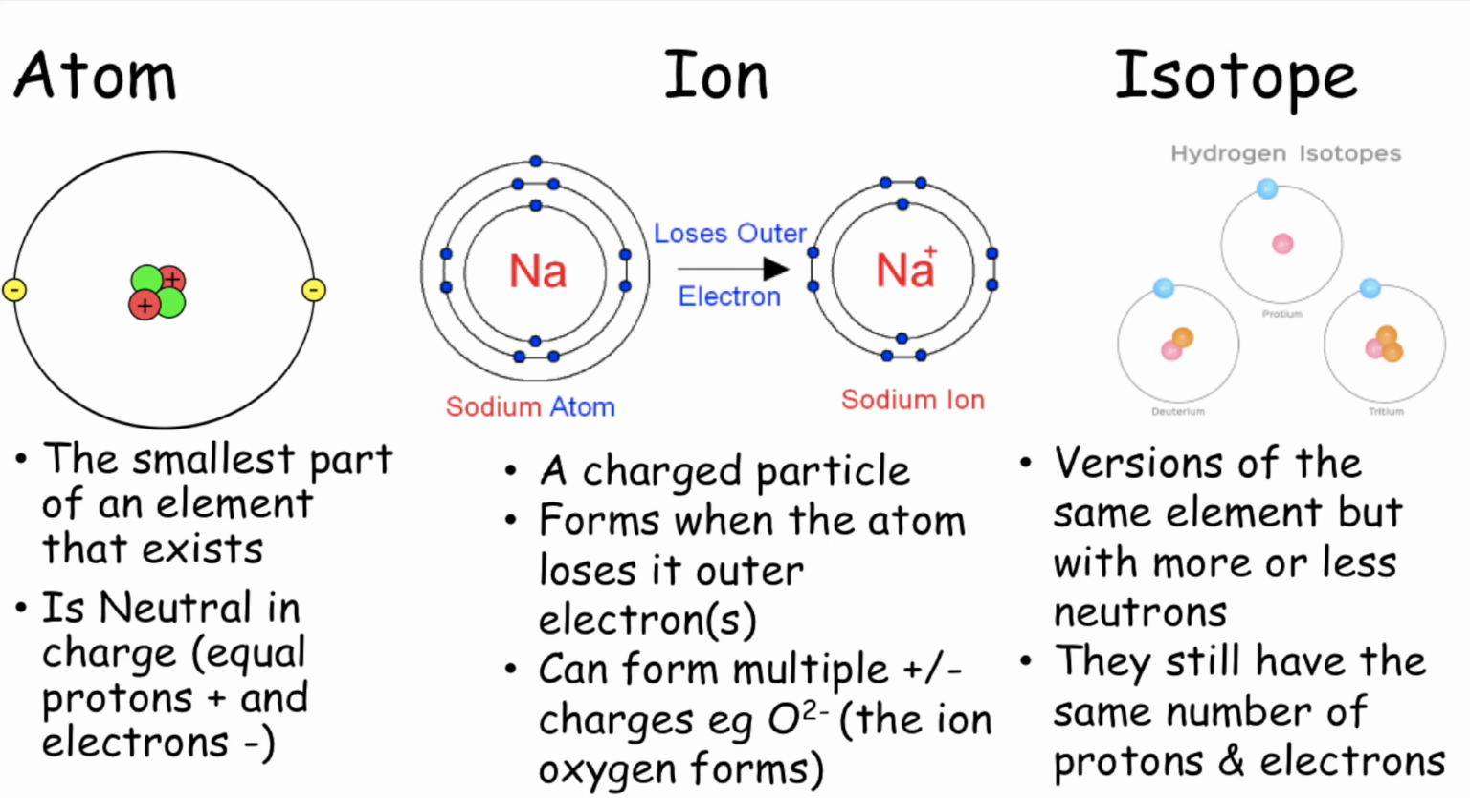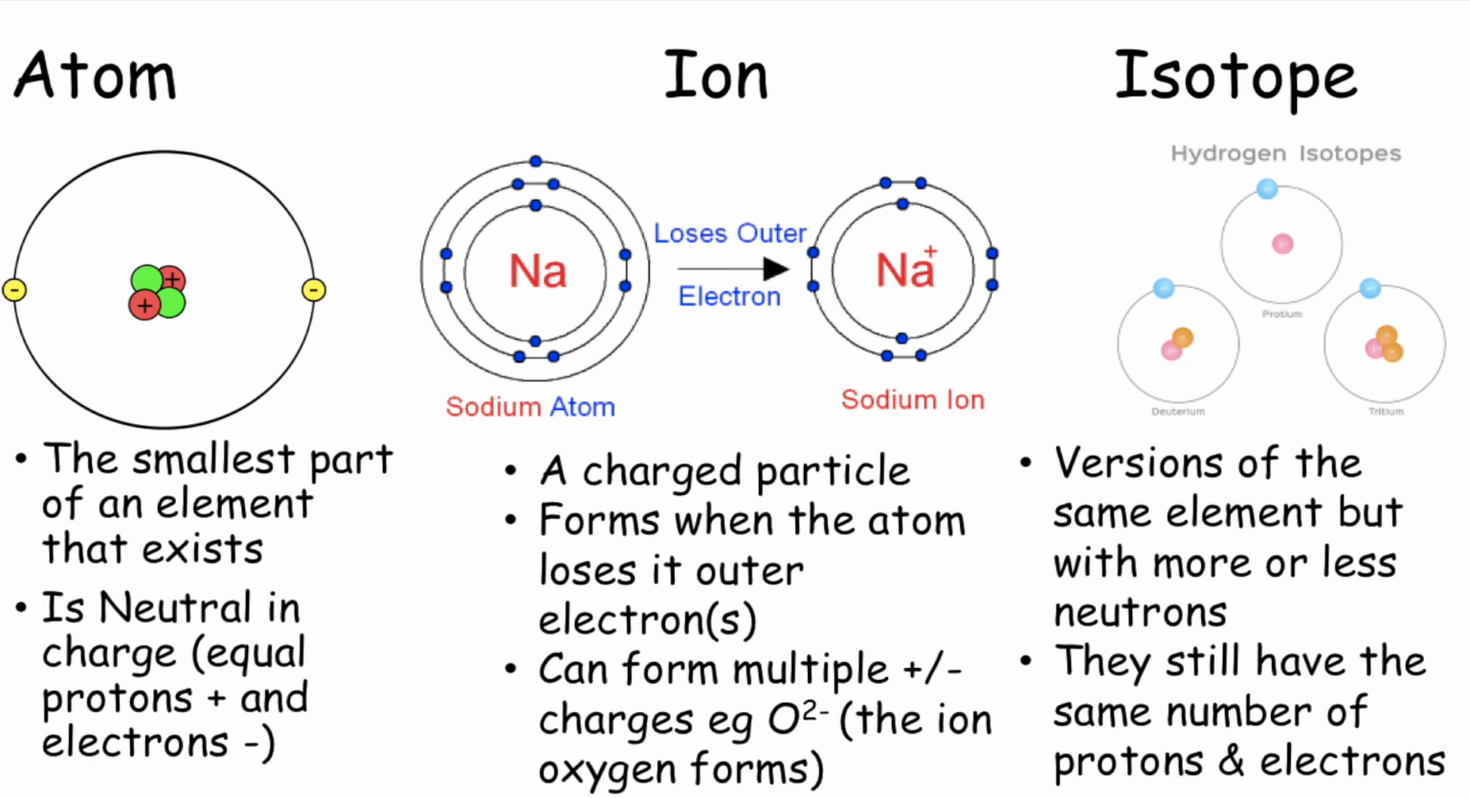But because electrons have a negative charge, if an atom gains an electron, it becomes a negative ion. If an atom loses an electron, it becomes a positive ion. This is because we've caused an imbalance between the protons and the electrons. And finally, we have isotopes. So these are versions of the same element but with more or fewer neutrons.